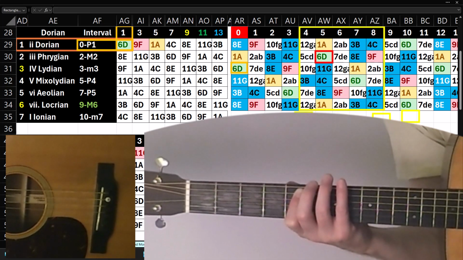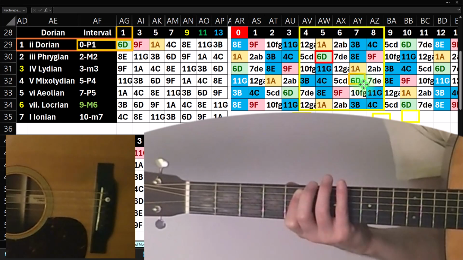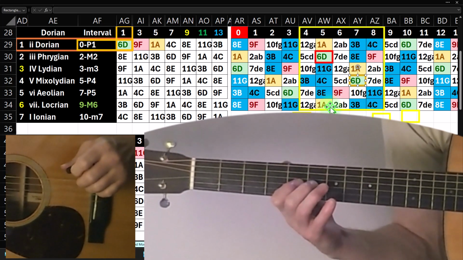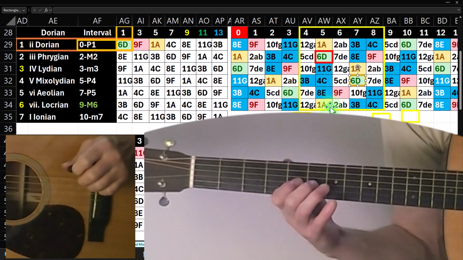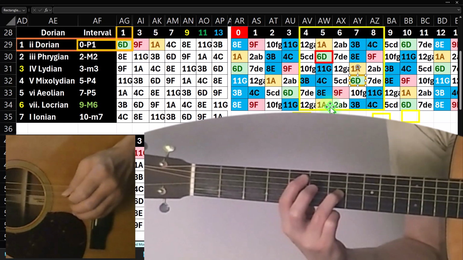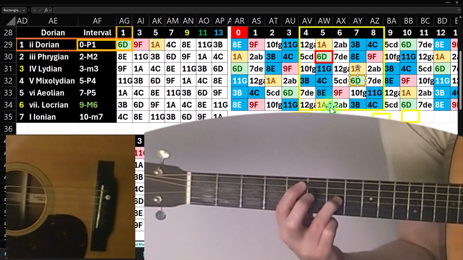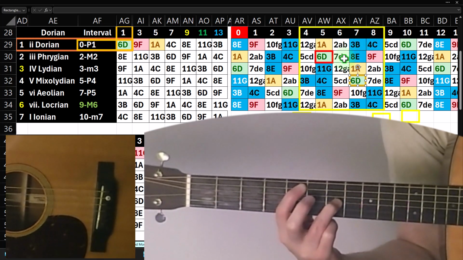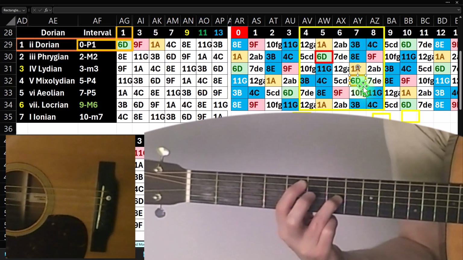If I count it out over here, it's going to be 5, 10, 11, 12. So that means the octave is always going to be, if I go down 2 strings, 2 frets forward.